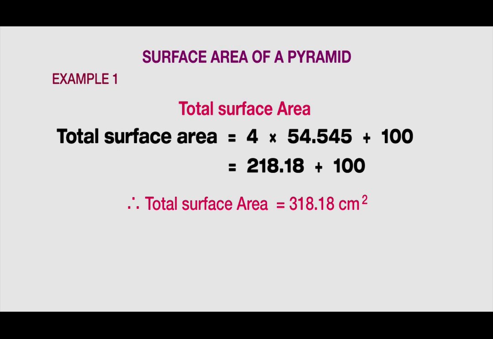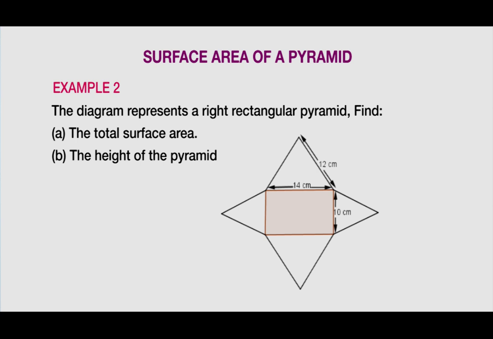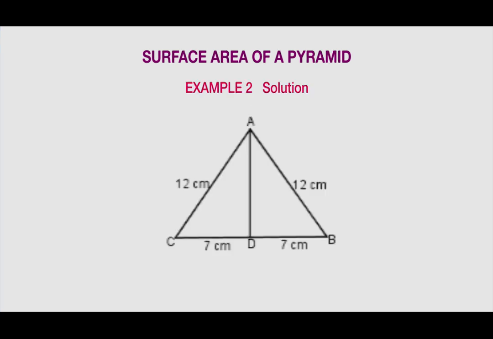That is interesting. Let's look at the second example. The diagram represents a right rectangular pyramid. Find A, the total surface area, and B, the height of the pyramid. Let's look at the solution. We have two different triangles whose bases are 14 centimeters and 10 centimeters. We find the height of the triangles. Let's consider the triangle with base 14 centimeters.